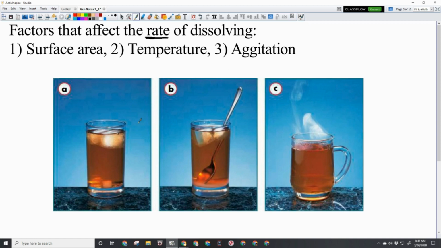First of all, surface area. If you look down here at the bottom of this glass of tea, you see a sugar cube. And over here, you'll see the sugar is granulated, not powdered, but granulated. Surface area means how much of the surface of these molecules is touching the liquid, because it's the liquid that does the dissolving. With a sugar cube, the inside is not touching any of the liquid, so only the surface of the sugar cube can be dissolved.